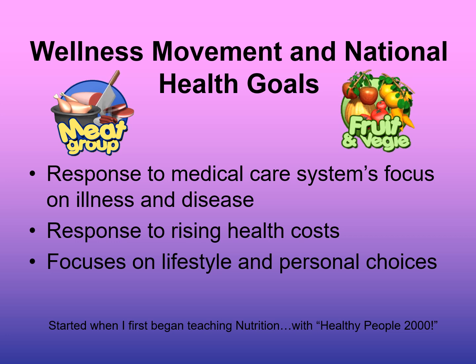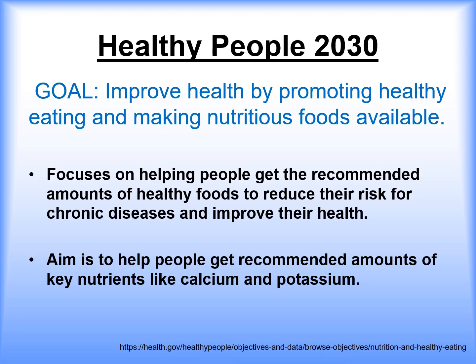These national goals are also a response to our rising healthcare costs. We want to keep people healthy instead of just trying to cure them when they get sick. And the national health goals also focus on lifestyle and personal choices. So now, not only did we have a Healthy People 2000, we had a Healthy People 2010, Healthy People 2020. We've passed that up and have not met all those goals. So now we have a Healthy People 2030. And here is one goal: to improve health by promoting healthy eating and making nutritious foods available.